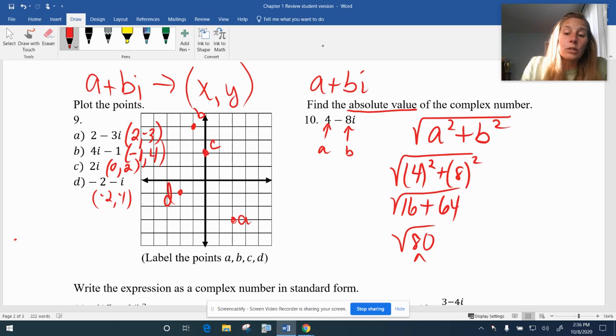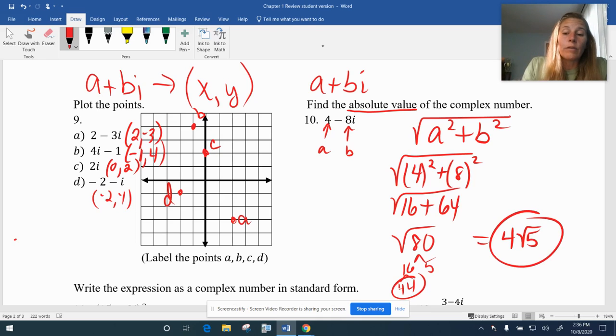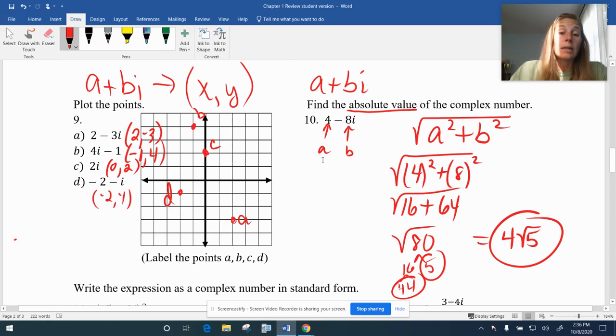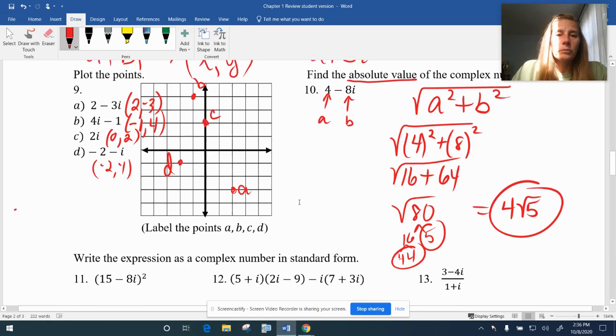And then if you want to simplify this, you end up with a pair of 4s. So you have a 4 coming out, and then that single 5 staying in. And because it's absolute value, which is distance, we do not need a negative version of that answer.